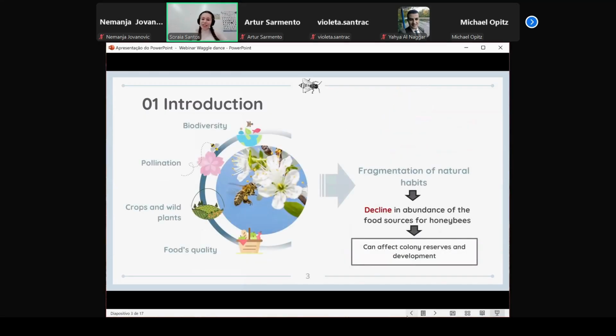So, honeybees are social insects with high ecological and economical importance, playing a crucial role in ecosystems by sustaining biodiversity and providing pollination for a wide variety of crops and wild plants. Fragmentation of natural habitats in intensive agriculture systems has led to a significant decline in the abundance and quality of the food sources for honeybees and other pollinators. This can affect honeybees' diet and consequently affect colony reserves and development.